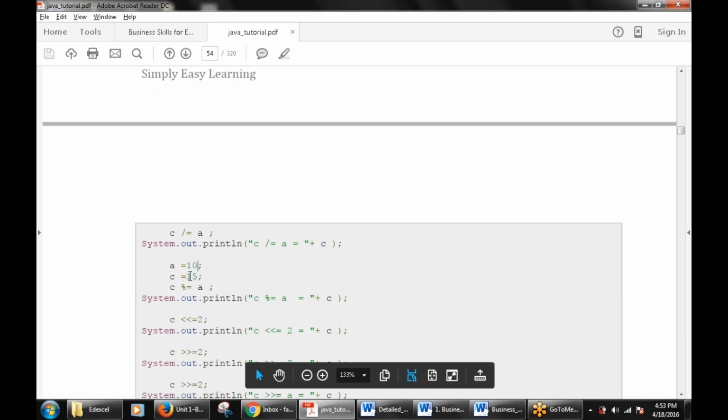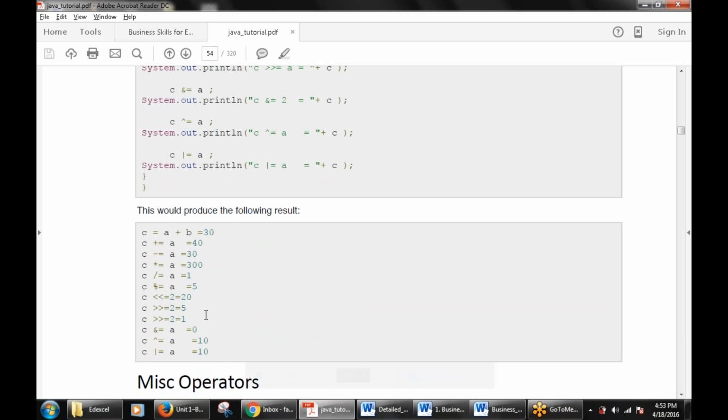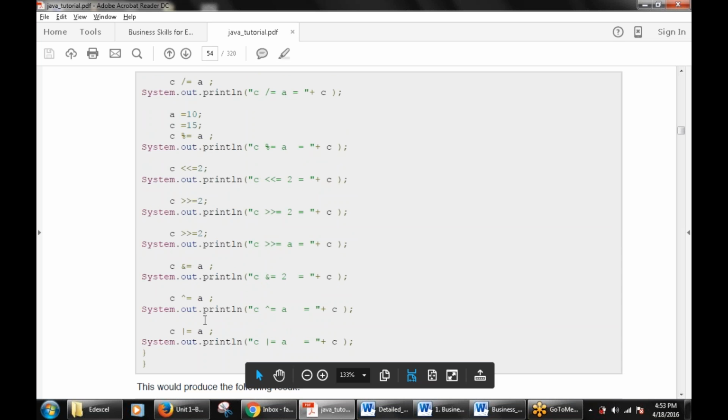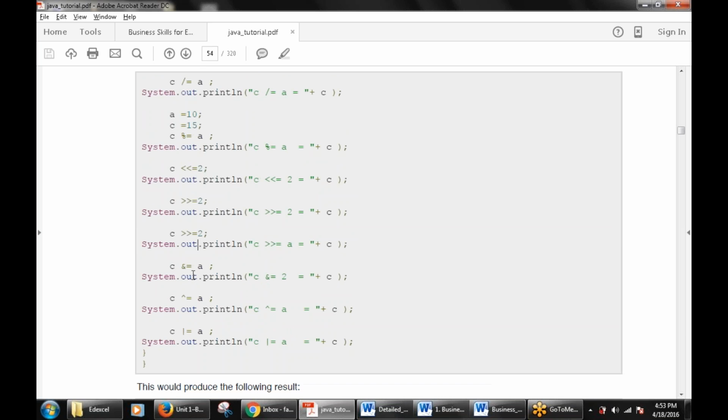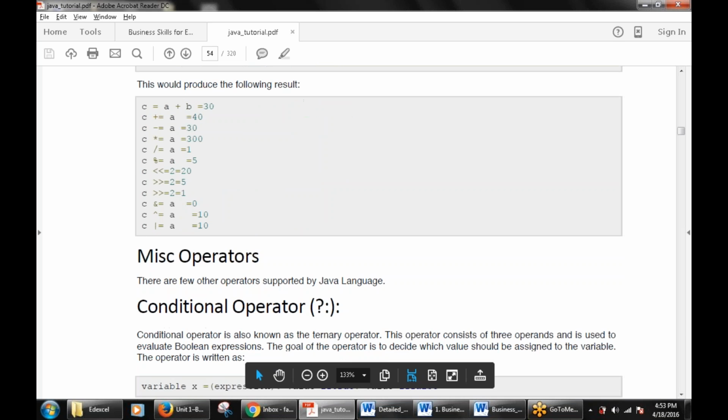Then this is again 10, 15. Now taking the modulus, 10 into 1 is 10 and the remainder is 5. This is the 5 that is given by modulus. Now it is right shift, then left shift by 2. This is bitwise and equals to, that is System.out.println. So C and equals 2, that is plus C. Then exclusive or and inclusive or. These are the assignment operators, that is assigning the values.